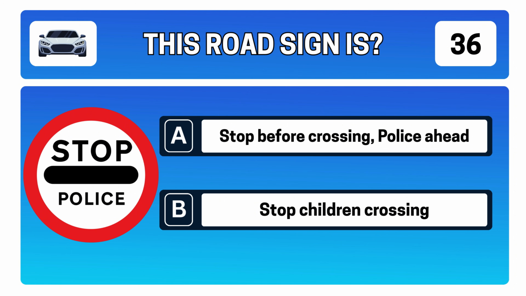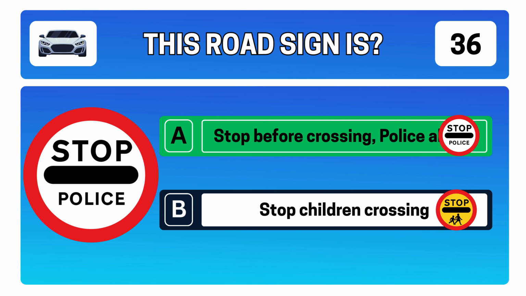This road sign is A. Stop before crossing. Police ahead. B. Stop children crossing. Well noticed. That is the stop before crossing, police ahead sign.